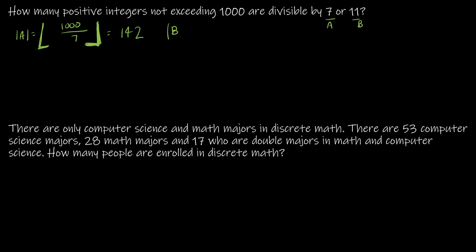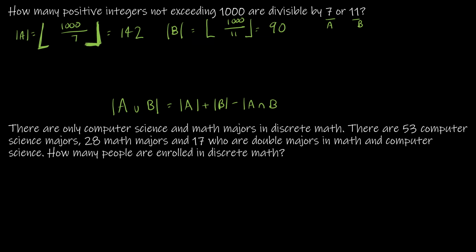For B, I'm going to follow that same strategy, 1,000 divided by 11, and that gives me 90. And then of course, our principle of inclusion-exclusion says A union B would be A plus B minus the intersection. And so now I have to determine the intersection. So I've just determined 142 and 90, and I have to determine what is A intersect B, or in context, what values did I count as both divisible by 7 and 11.